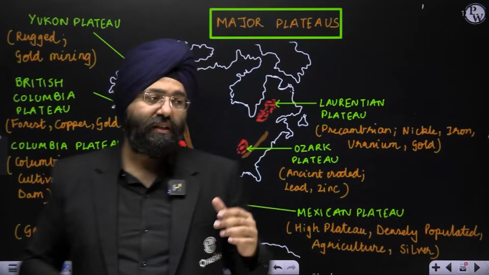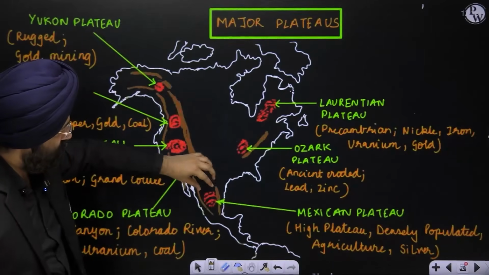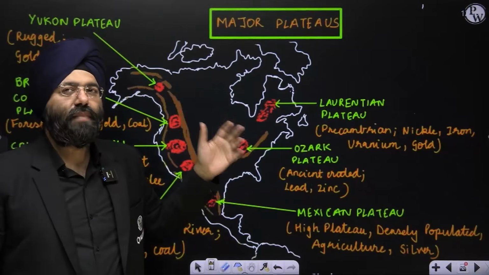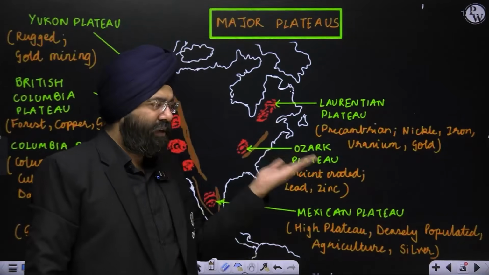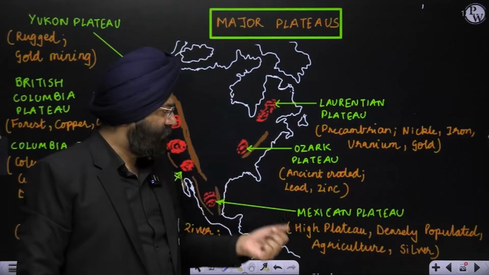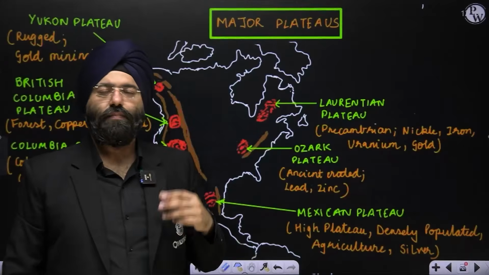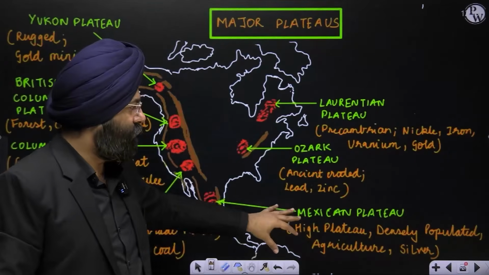Now, if you come to the eastern side, over here you also have the Mexican Plateau. Between the eastern and the western Sierra Madre, you have the Mexican Plateau. Now, this is a high plateau, that means the height is relatively higher. It is a densely populated region. Along with it, agriculture is practiced around the surrounding region, and silver is also found here. So this is again an important characteristic.